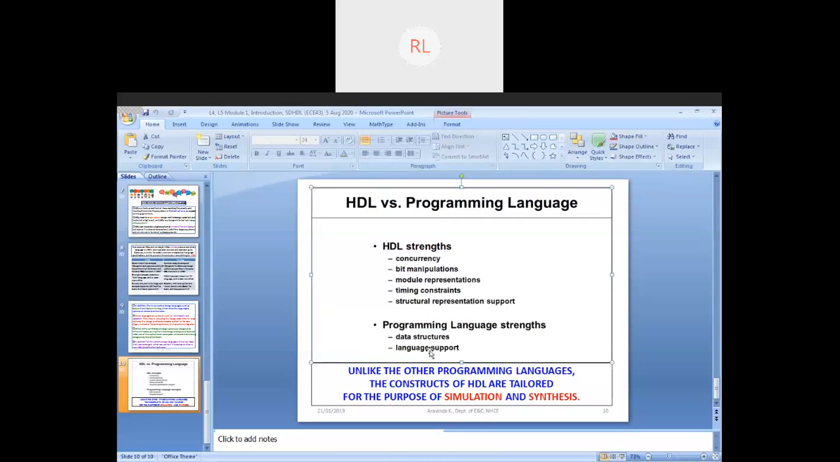So if you see, HDL is a more complex programming structure where you have to describe a system, right? You have a system, you need to describe it and put it across. So if something is not fine, then you cannot model a particular system. So unlike other programming languages, the constructs of HDL are tailored for the purpose of simulation and synthesis. So that is one important thing, right?